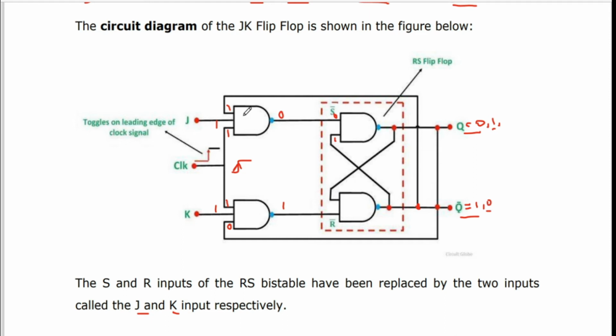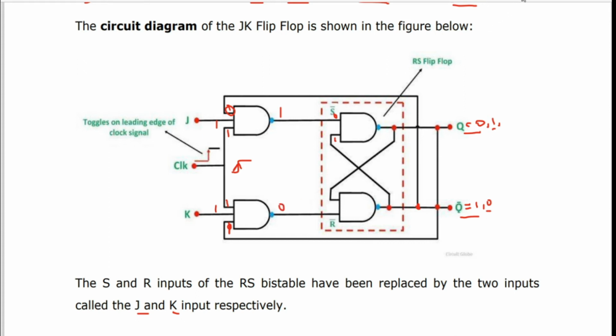Now what happens? On the upper NAND gate, you have a 0 coming, and in the lower NAND gate we have a 1. So what will happen? The reverse operation takes place. On the upper NAND gate we have a high output, and the lower NAND gate we have a low output.